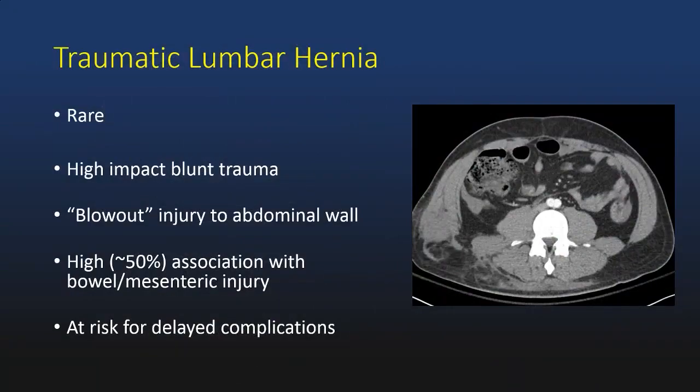Traumatic lumbar hernias are rare. They result from high-impact blunt trauma, resulting in a blowout injury to the abdominal wall. These are important to observe because they have a very high association with bowel and mesenteric injuries, and these patients are at risk for delayed complications due to the hernia itself.